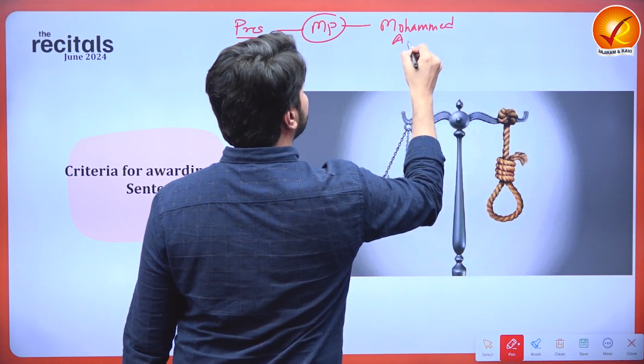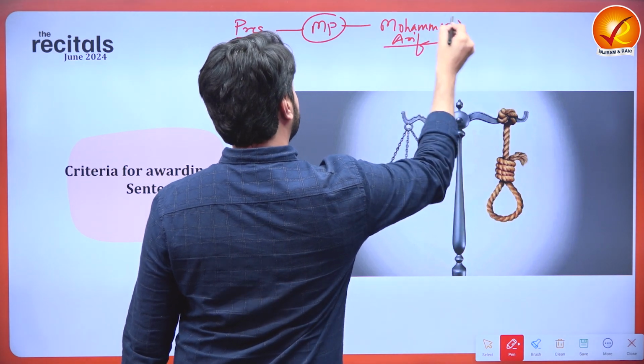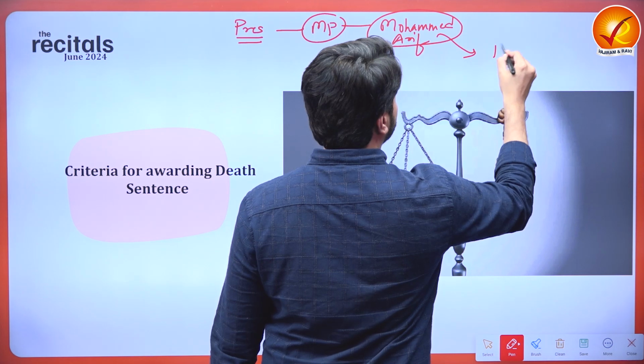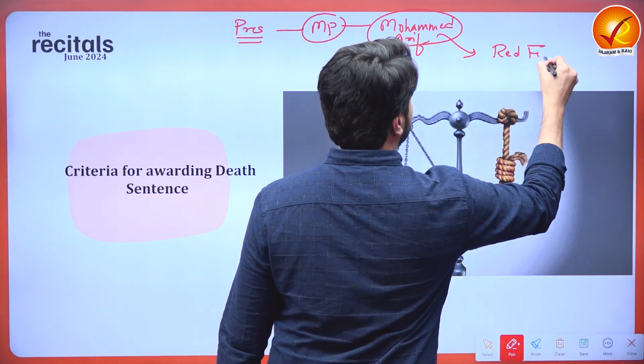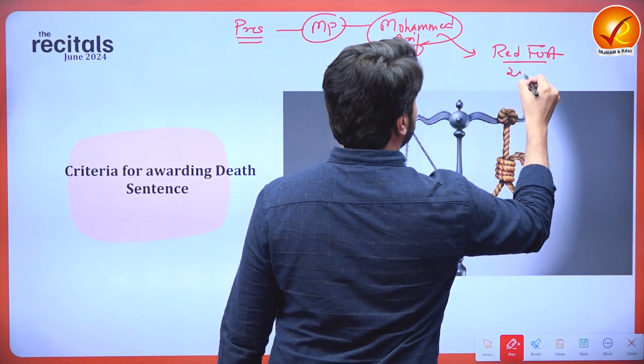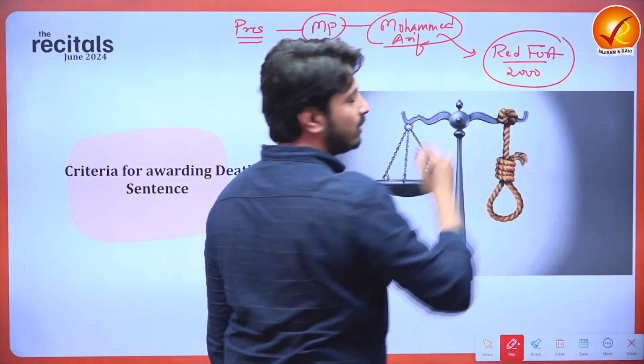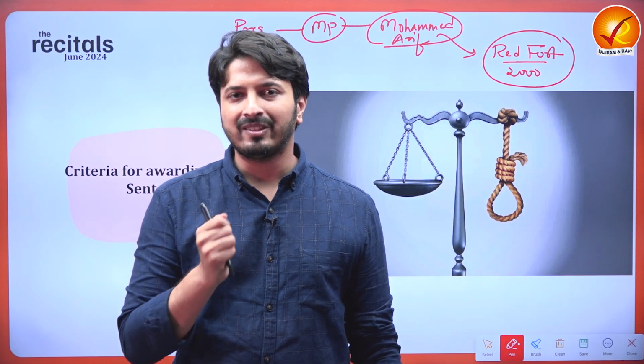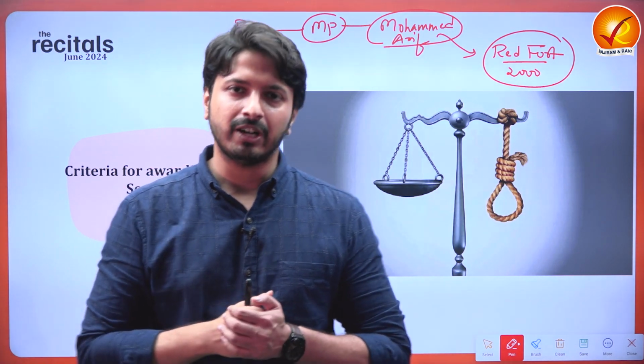And who is this Muhammad Arif? This Muhammad Arif person was involved in the terrorist attack at the Red Fort in the year 2000. So, in this topic, we are going to learn in short about the various clemency powers of the president, which the Constitution of India has provided to the president.